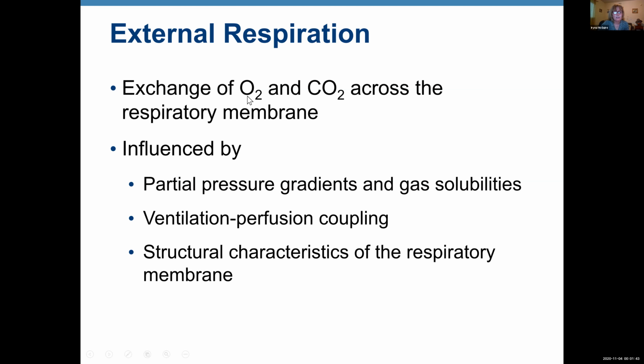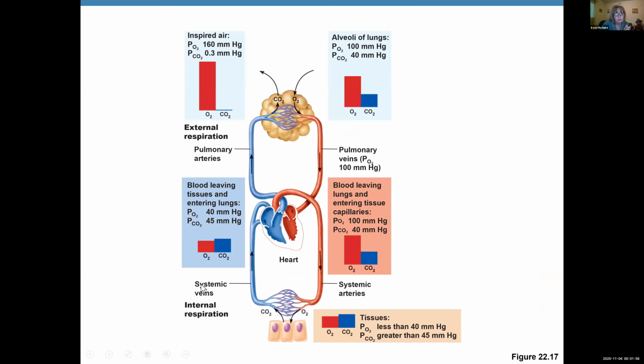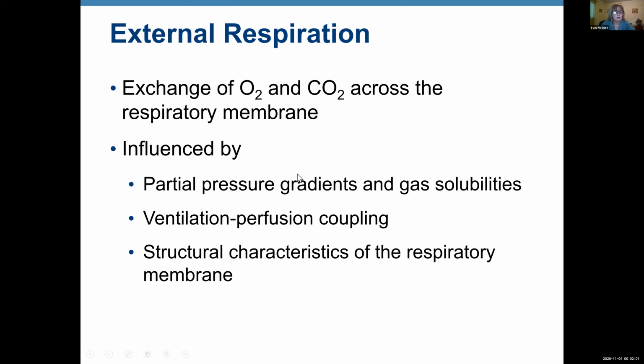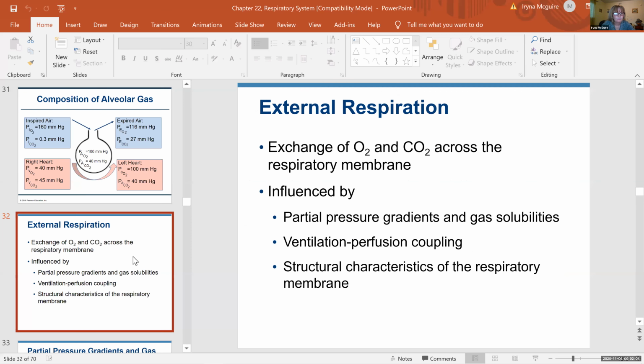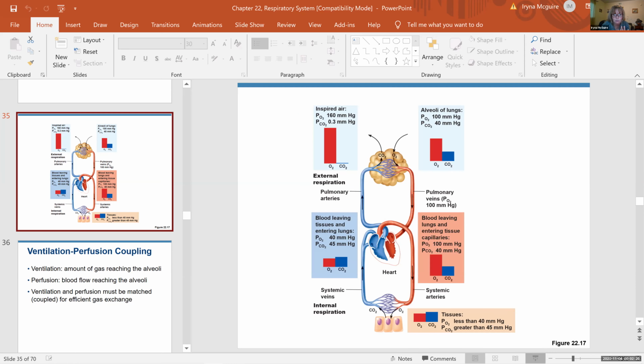So why does oxygen move from alveoli to the blood? Here will be the picture, so we will get to it. Let's discuss this first. In external respiration, oxygen and carbon dioxide exchange happens between blood and alveoli, right? So why are oxygen and carbon dioxide actually moving? Let's look at this picture that explains it.